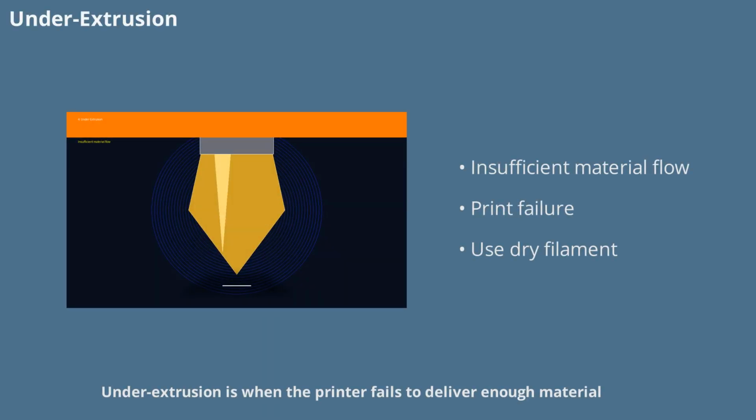Under-extrusion is when the printer fails to deliver enough material, resulting in gaps and weak prints. Causes include improper temperature, wet or low-quality filament, incorrect speed or retraction, and lack of maintenance. Effects are poor surface finish, weak layer bonding, print failures, and dimensional errors. Solutions involve cleaning or replacing the nozzle, using dry filament, optimizing print parameters, and regular calibration. Tackling under-extrusion ensures your prints are strong and visually appealing.